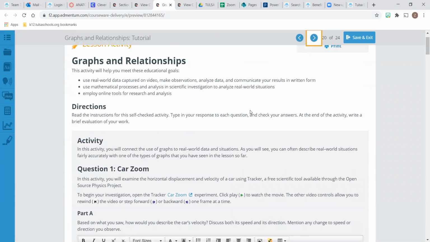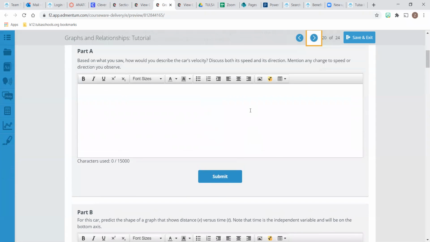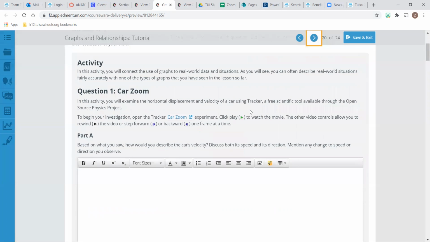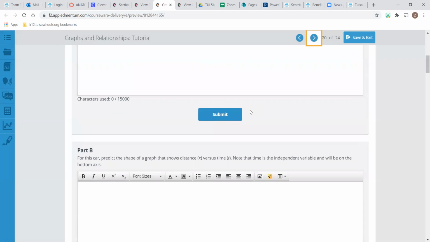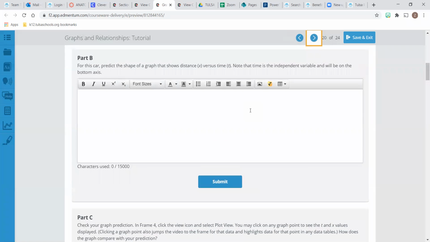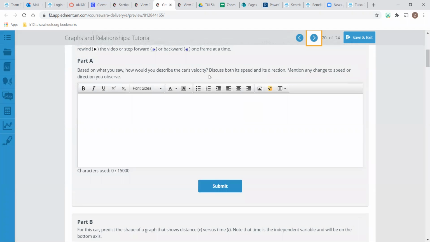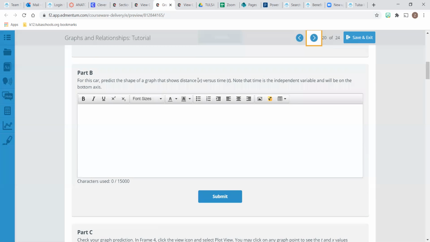But we have a lesson activity. And you're asked questions about the graphs and how to describe what's happening, and what variables go where, okay? How would you describe the car's velocity? Once you click on the link, discuss both its speed and direction. Mention any change to speed or direction you observe. This is just you describing stuff.